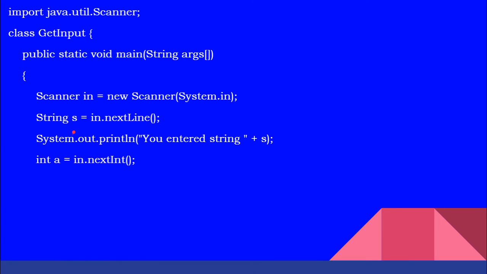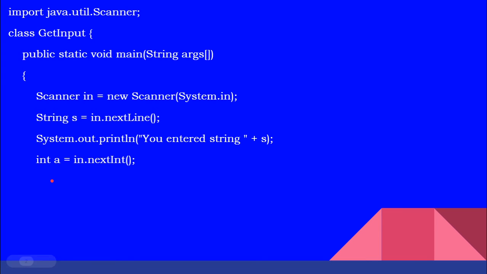Then we are getting an integer input: int a = in.nextInt. nextInt is the function to get the integer value. nextLine is the function to get the string in the next line, because Java accepts the input as a string, so no conversion is needed. Then in.nextInt will get an integer input from the screen and pass it to the variable a. So a contains the integer value got from the screen.